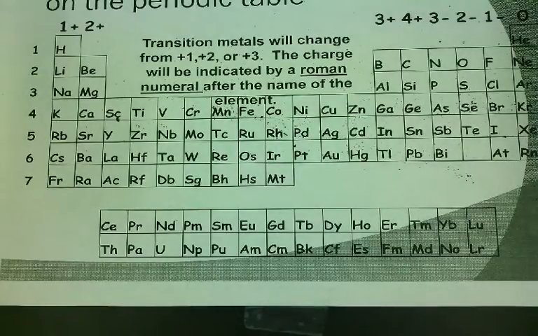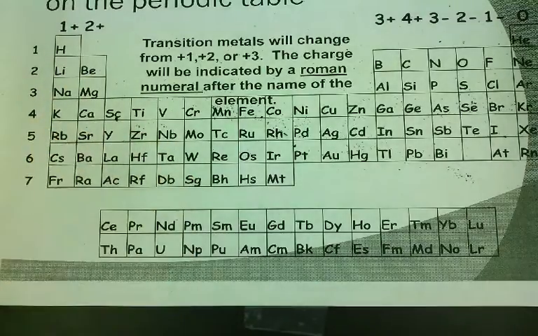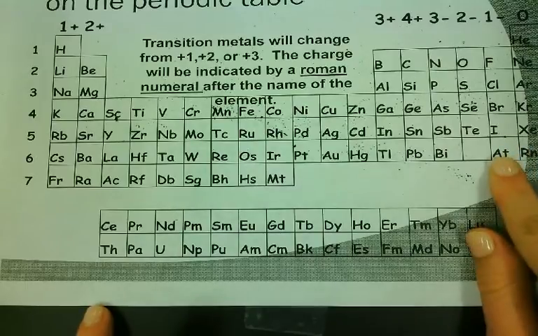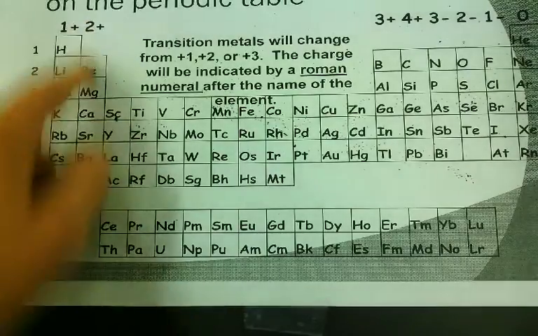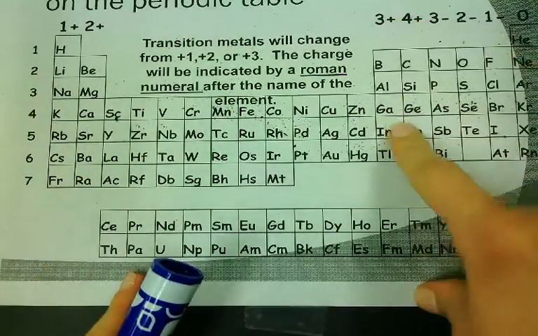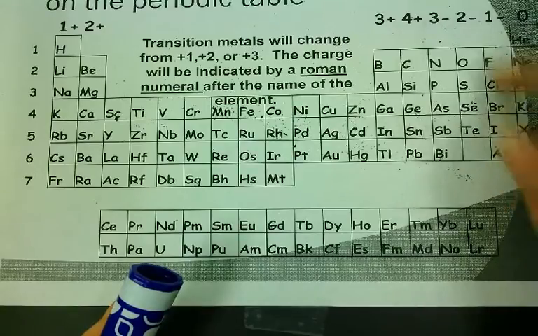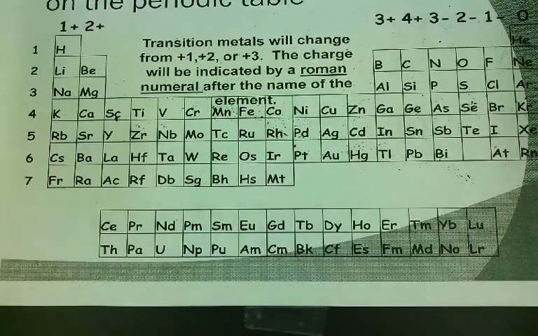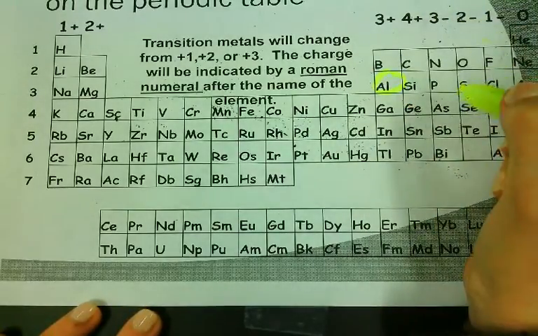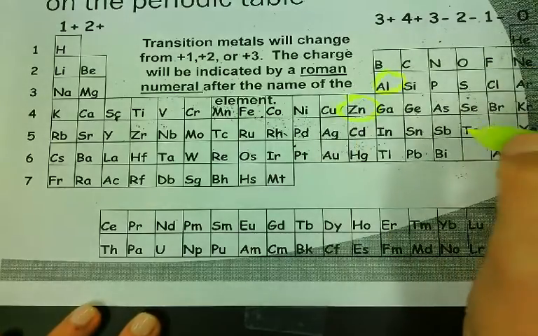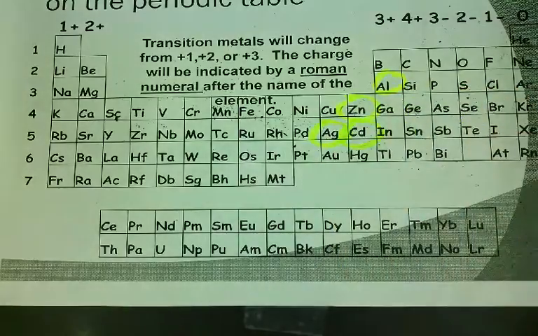Let's review ionic formulas. It's important to remember that on the left side of your chart you have metals, and on the right side of your chart you have nonmetals. And remember that the ionic charges go from +1 to +2, +3, +4, -3, -2, -1, and 0. Some you need to have memorized are aluminum with a +3 charge, zinc with a +2 charge, cadmium with a +2 charge, and silver with a +1 charge.